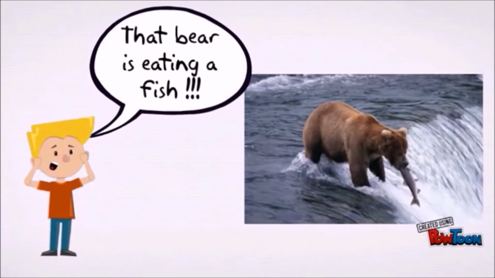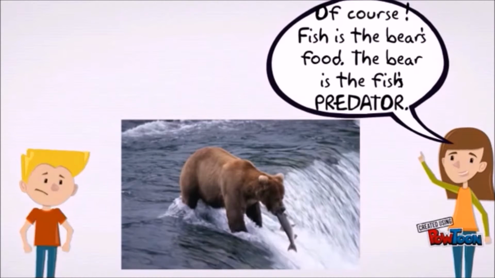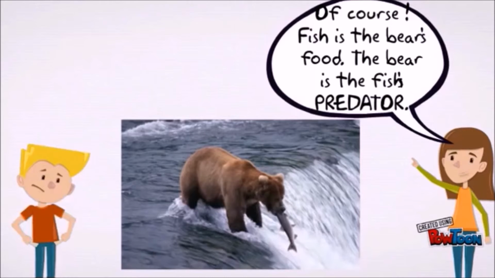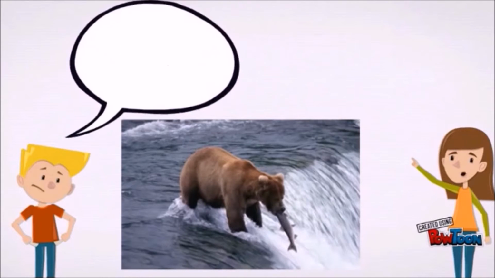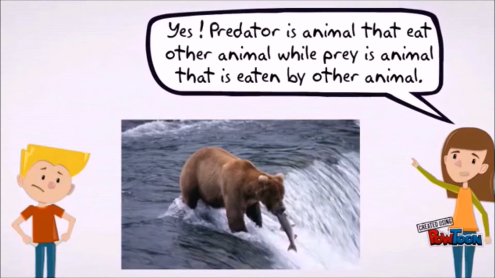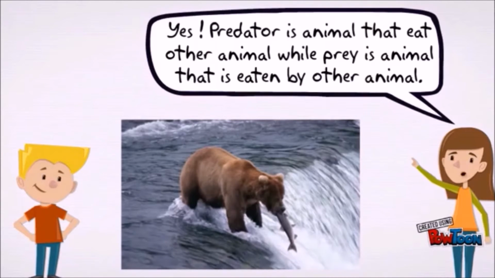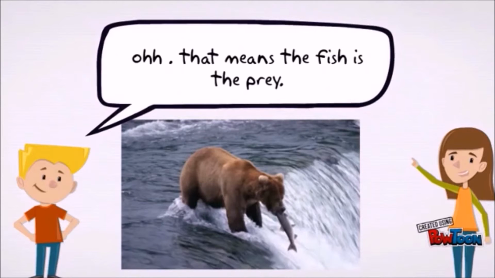That bear is eating a fish. Of course, fish is the best food. The bear is the fish predator. Predator? Yes, predator is an animal that eats other animals, while prey is an animal that is eaten by other animals. Oh, that means the fish is the prey.